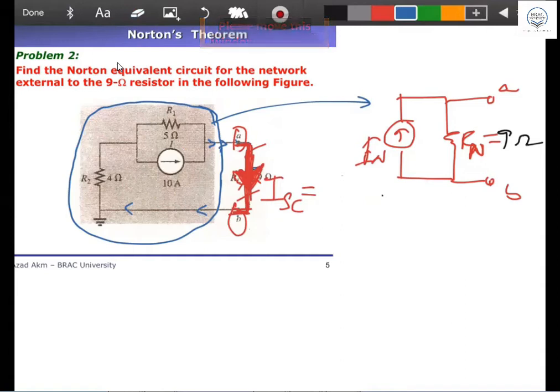Yes, sir, super mesh. Okay, so what do you mean by super mesh? You don't need to go for mesh analysis here. You can straight away find it. One easy way you can do, anybody can tell me what is the easiest way?